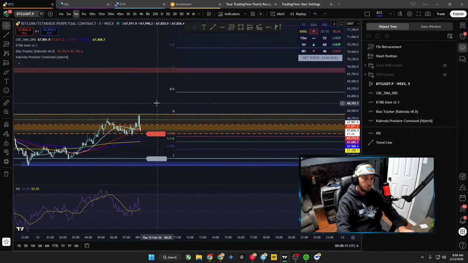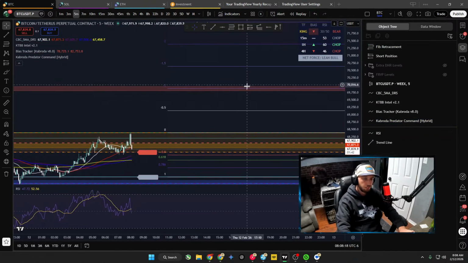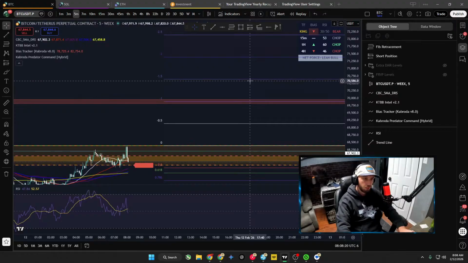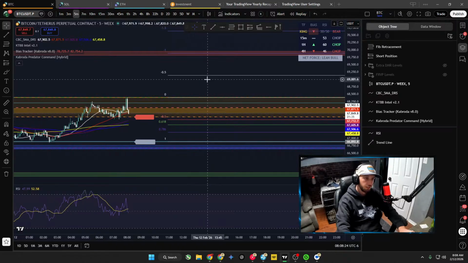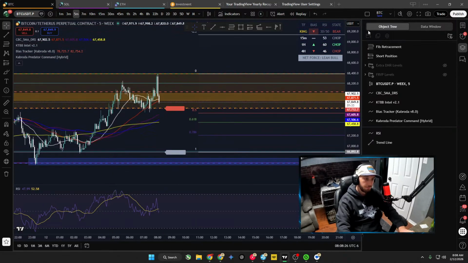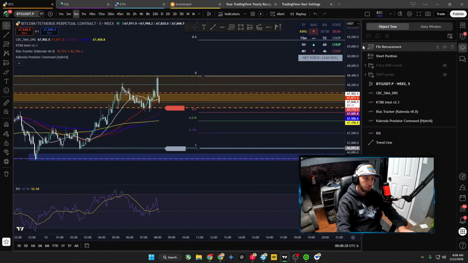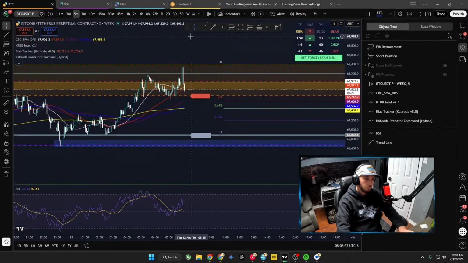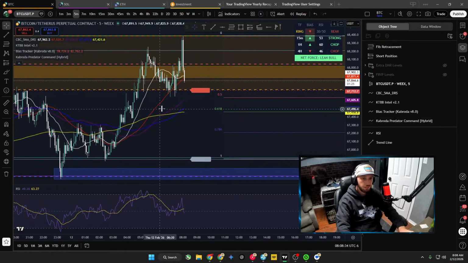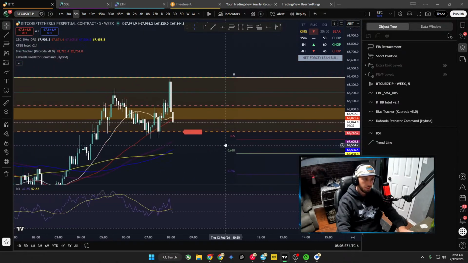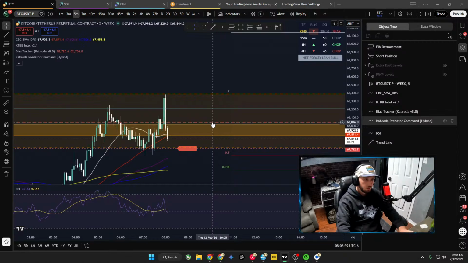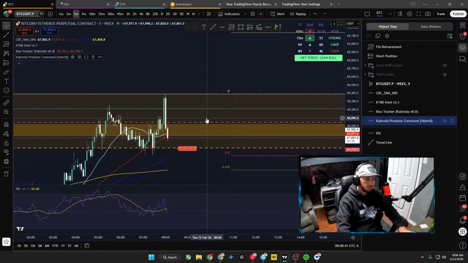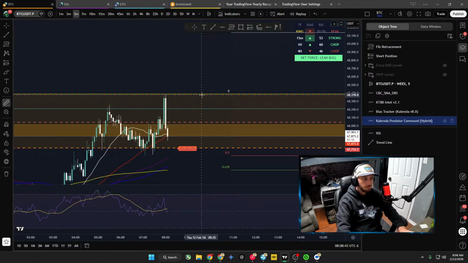So target. Okay, almost a little past target 3 would be that 71K level. So maybe there's a possibility. Wait a second. I got 2 lines on here. Okay, so this here's the resistance level.